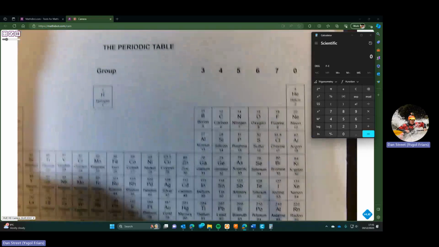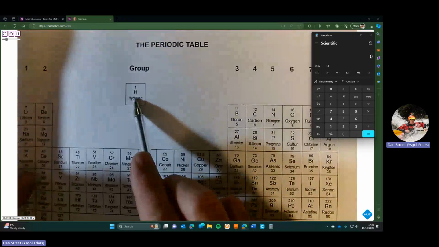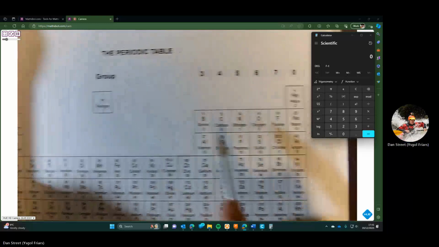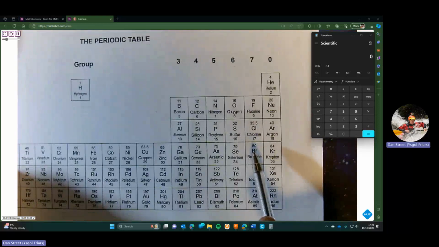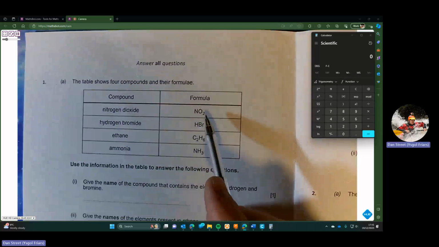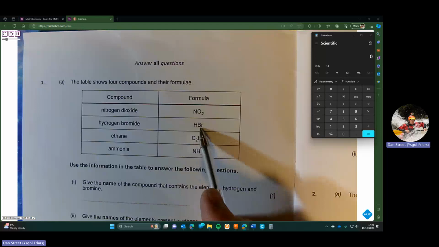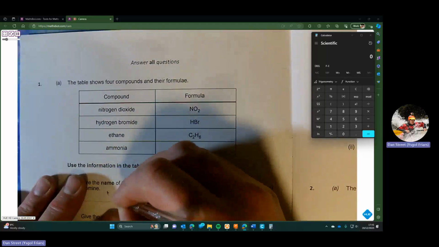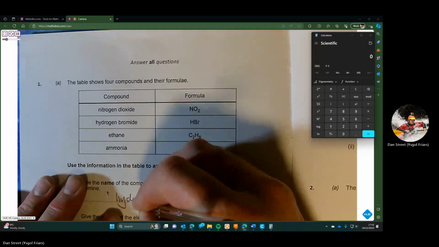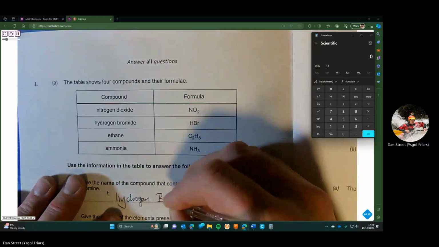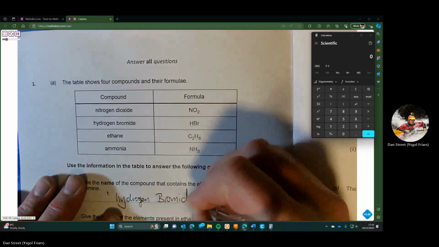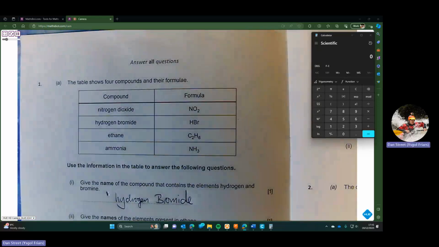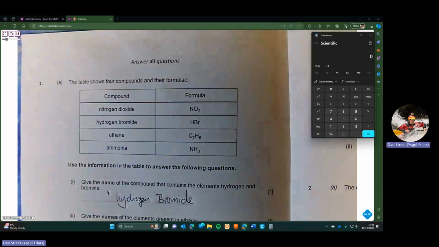So, just in case we're not sure, we can look on the back here and we can find that hydrogen has a symbol H and bromine has the symbol Br. Okay, so if you look at our formula here, we're looking for HBr and there it is. We're looking for a name, so that would be hydrogen bromide. So make sure that if you're asked for a name, you give a name. If you're asked for a formula, you give a formula.